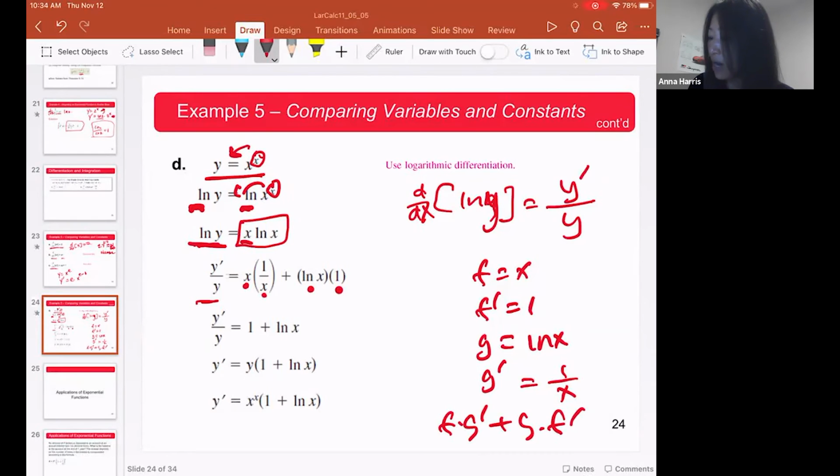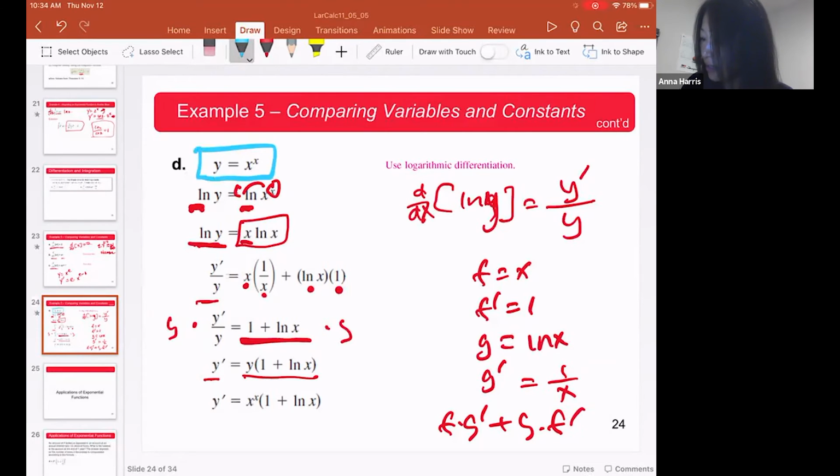Now I can find my y prime, which is equal to, when you do that, you get this. Okay, now I'm going to multiply by y on each side. So y prime is equal to this. Now I'm going to replace my y. What's my y? Y is equal to x to the x. So I'm plugging back in my y, which is this. All right, so now I got my answer. That's my answer for y prime.